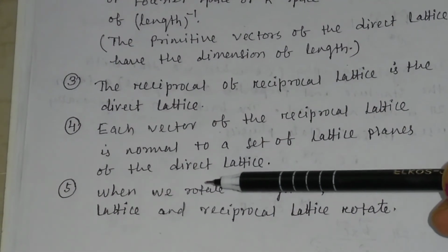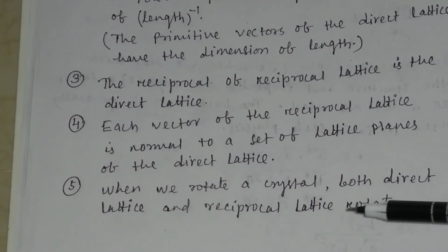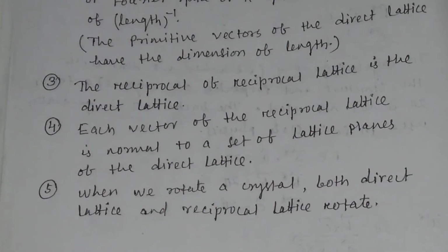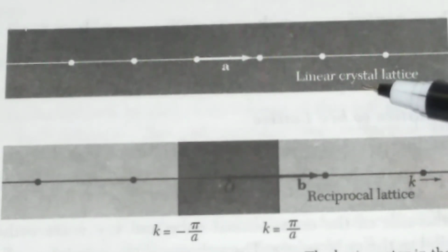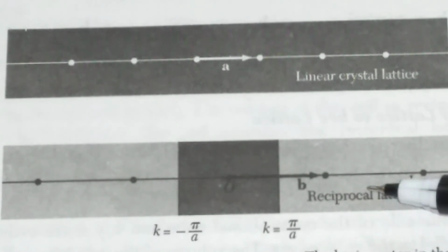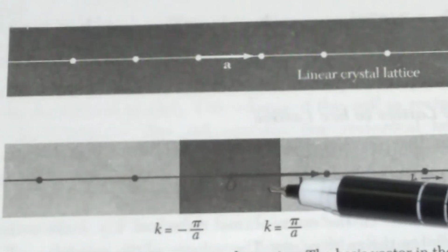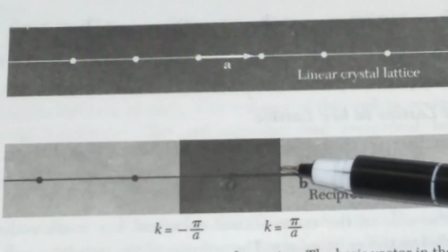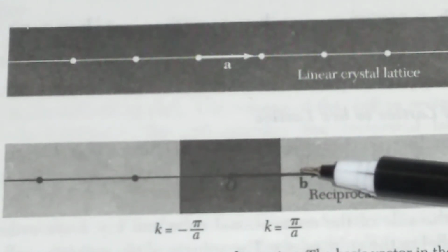Then number 5, when we rotate a crystal, both the direct lattice and the reciprocal lattice rotate. In this figure you see this is the crystal lattice and this is the reciprocal lattice. A is the crystal lattice and B is the reciprocal lattice, and remember the crystal structure does not depend upon the lattice constant, it depends upon the lattice vector.